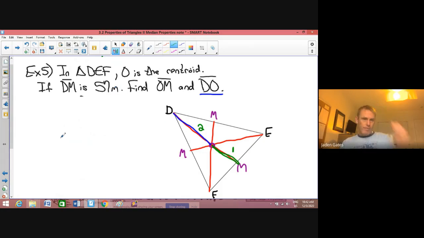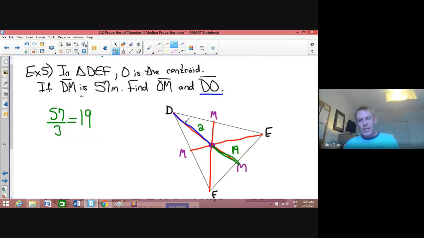So here's what I'm going to do. I'm going to take 57 and cut it into three parts. I take 57 and divide it into three parts. I need my calculator. Grab 57, divide by 3. It's 19. So that is telling me that one of the parts here is 19.